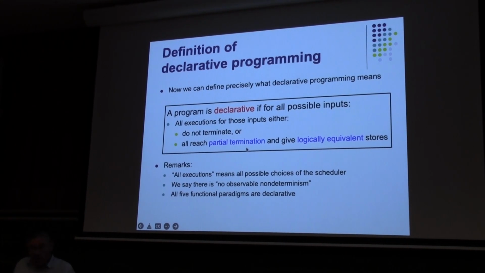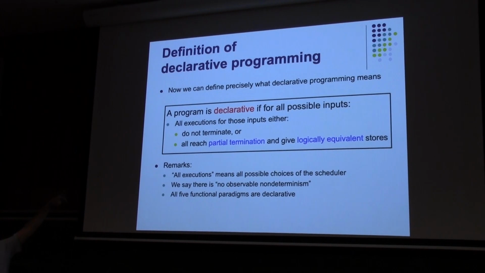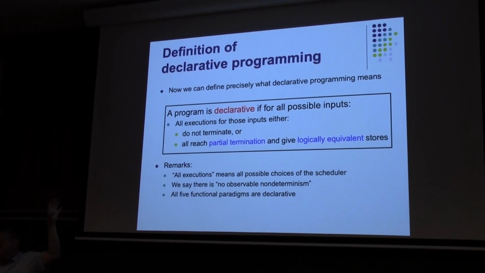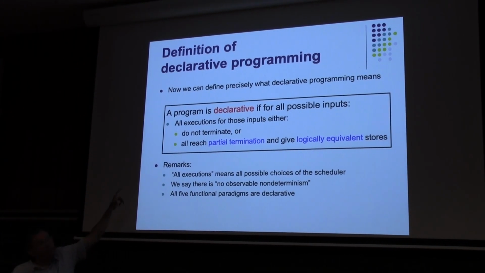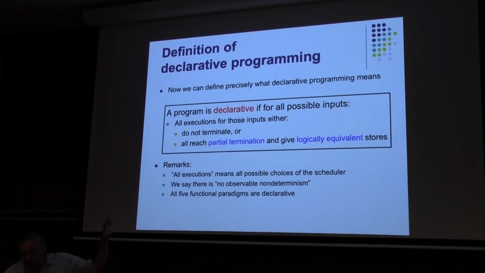So when I say there is no observable non-determinism, what I mean is that it's doing this. Okay, so this is an important definition for declarative programming. And all 5 paradigms we saw are all declarative according to this. Okay, so that's what I wanted to reach. So you see, it's important. Logical equivalence is an important thing.